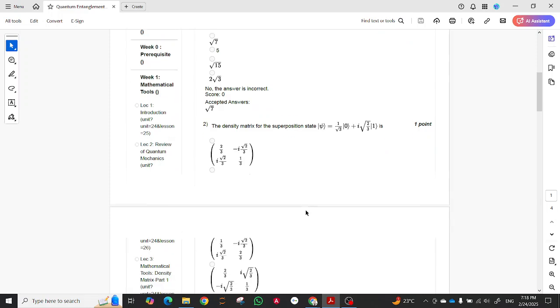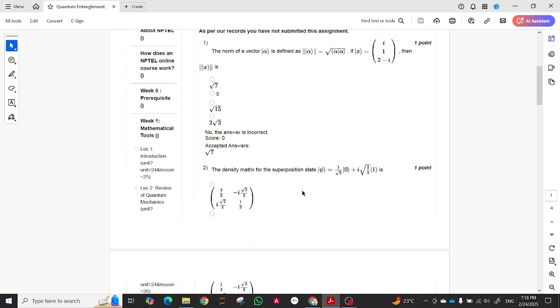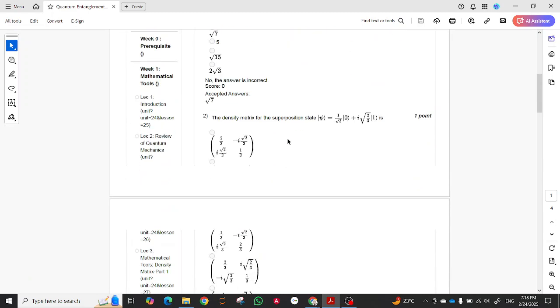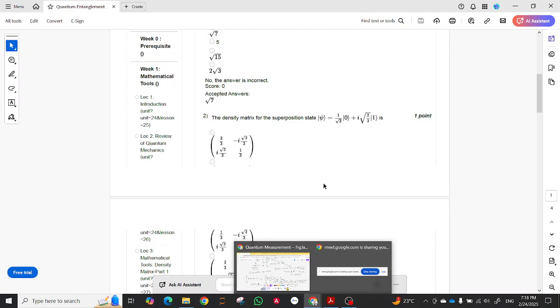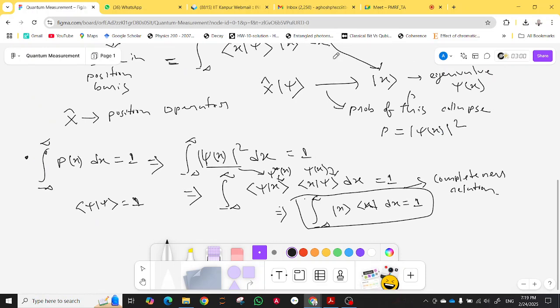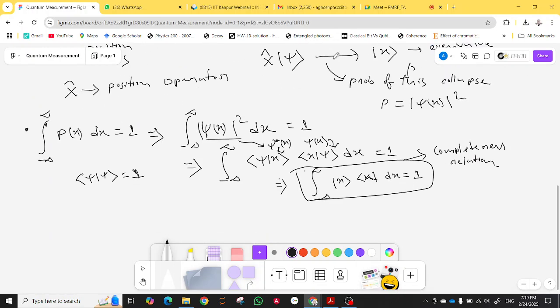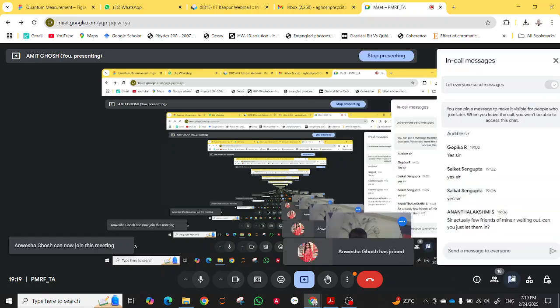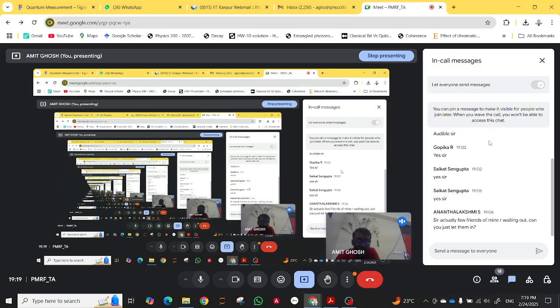Okay, next, if you have any doubt regarding this initial psi vector or projection, you can just ask now. Next I will go to this density matrix thing. Does anyone have any doubts here? Actually, I cannot hear. So if you have any doubt, just write in the chat.